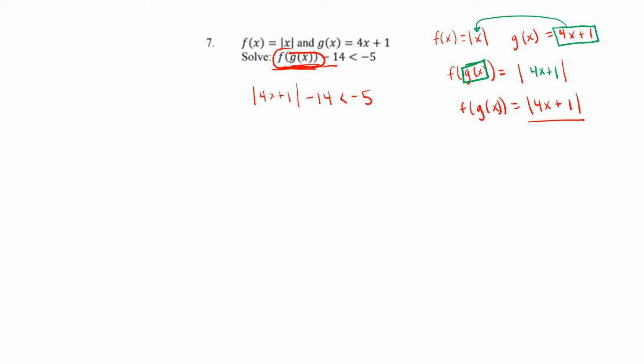So what we do is isolate that absolute value of 4x plus 1. So we're going to add 14 to both sides. We'll end up with the absolute value of 4x plus 1 is less than negative 5 plus 14 is positive 9.